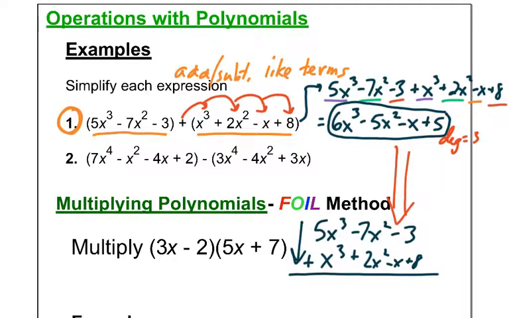You know why that's so cool? Because your x terms, the ones that are alike, are right on top of each other. So you can just add down. And you would get 5 plus 1, 6x cubed, minus 7 plus 2, just add down.